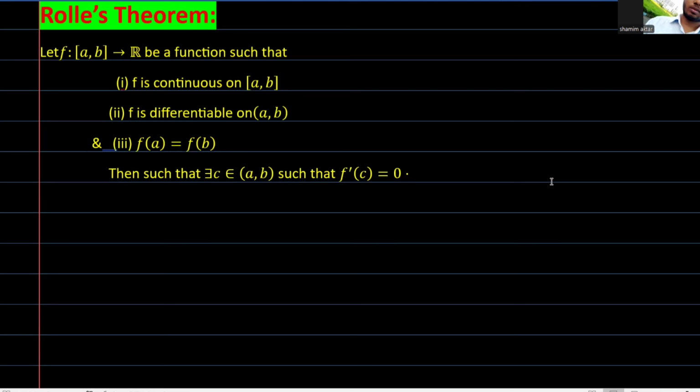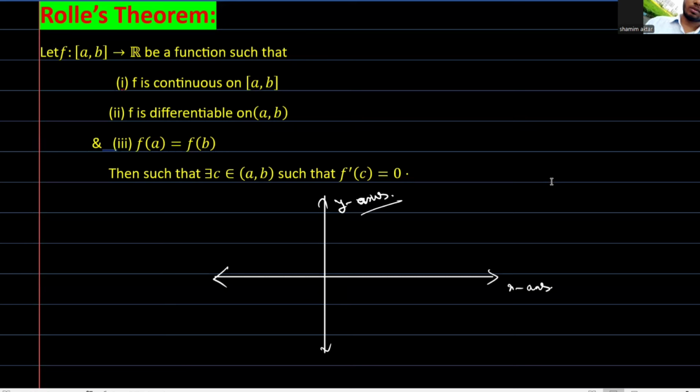Okay. First of all, let me explain Rolle's theorem graphically. Suppose this is my x-axis, and this is the y-axis.